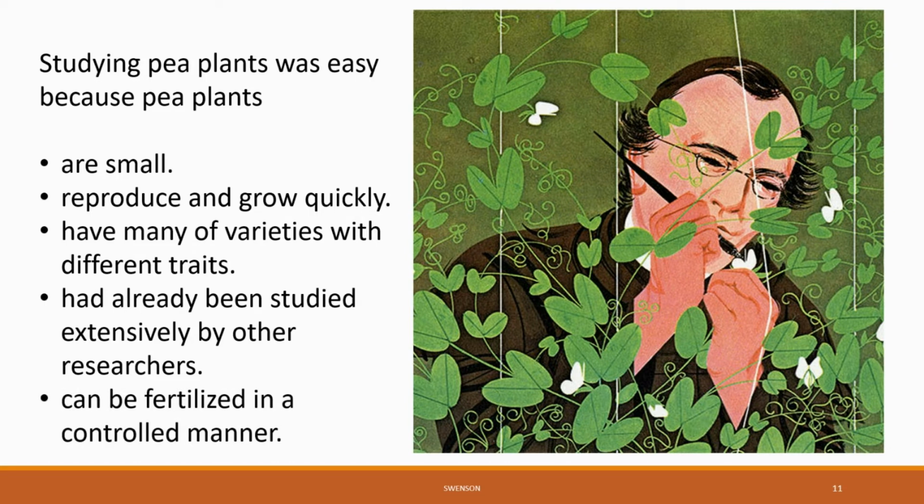Pea flowers contain both male and female parts in the same flower. However, the male parts can be removed so that flowers don't self-fertilize, or vice versa, the female parts. And then different flowers can be mated manually using Mendel's technique.